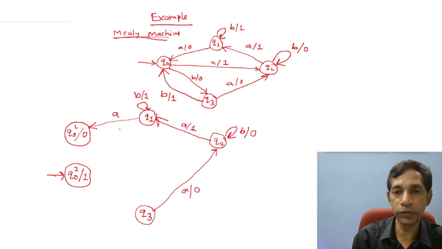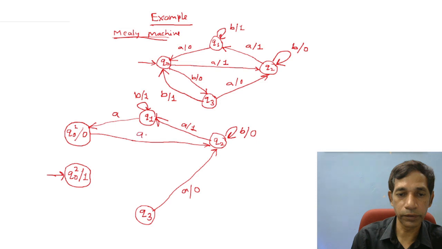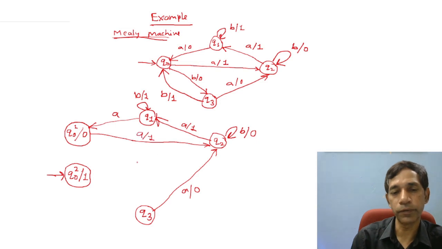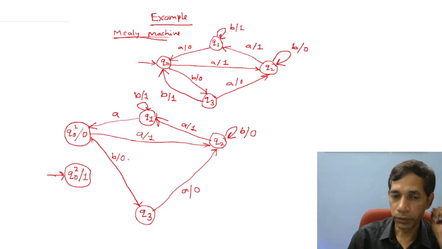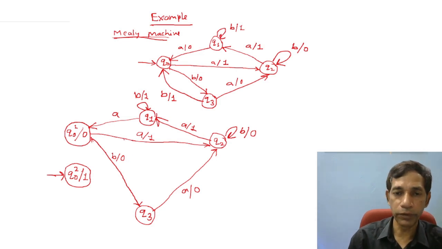One outgoing edge goes to the state Q2. So we have the same outgoing edge, and the label is A/1. Now the other outgoing edge goes to the state Q3. So from here, what is the label of this? This is for B/0. So we have only two outgoing edges.